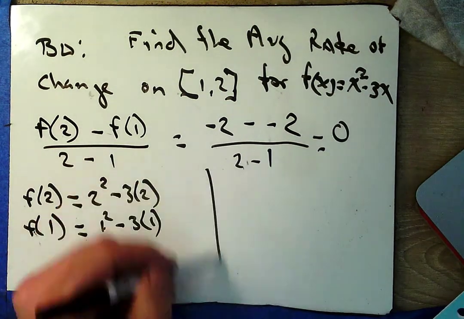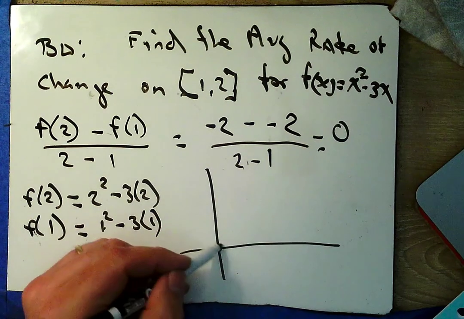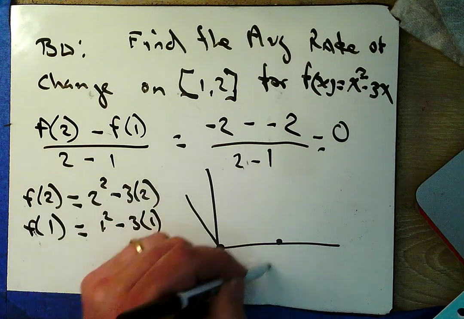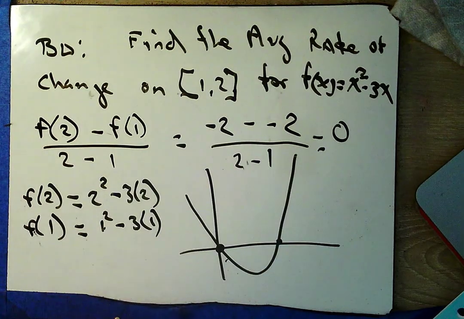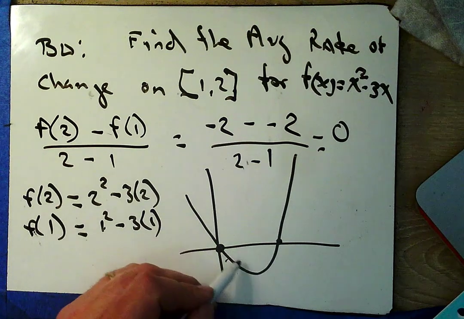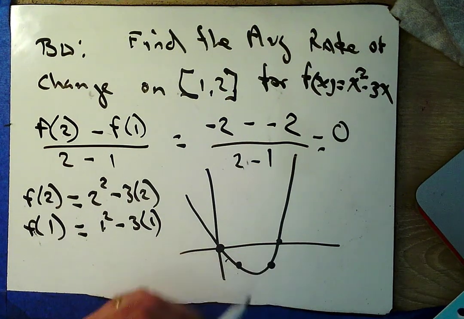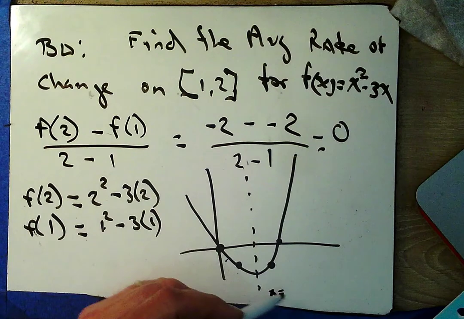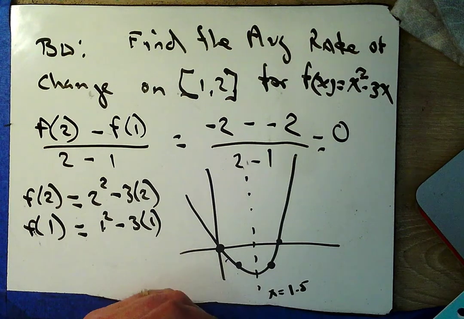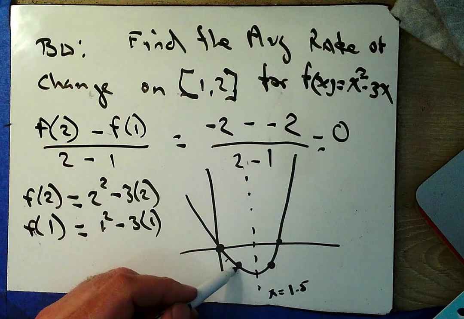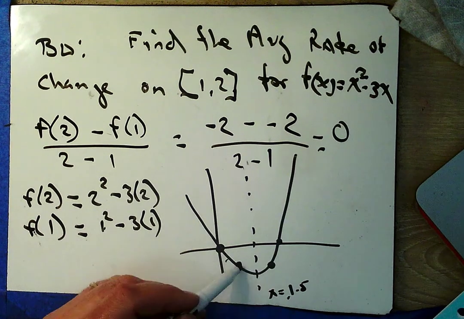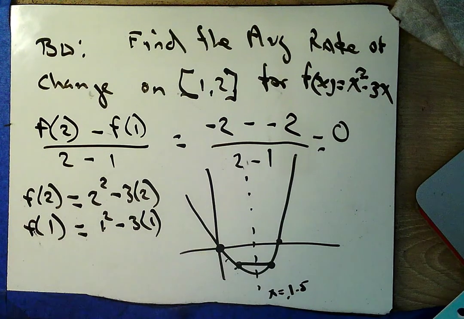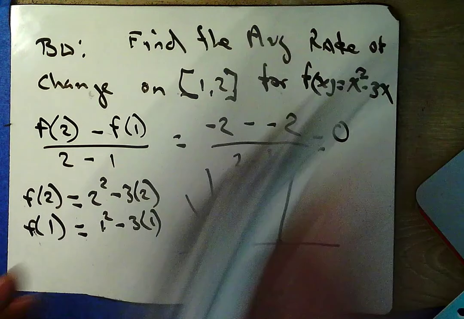Well, let's think about this graphically for a moment. If we factor this, we get zeros at 0 and 3, and we have an up-pointing parabola. And so when we're finding the average rate of change between 1 and 2, we've got this, remember, line of symmetry at x equals 1.5. So these are the same y values. They're just being reflected across this axis. So it doesn't surprise me that the slope of the line connecting them is 0. Okay, so that's average rate of change.